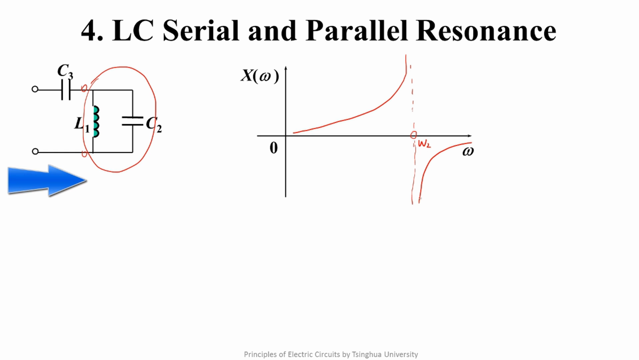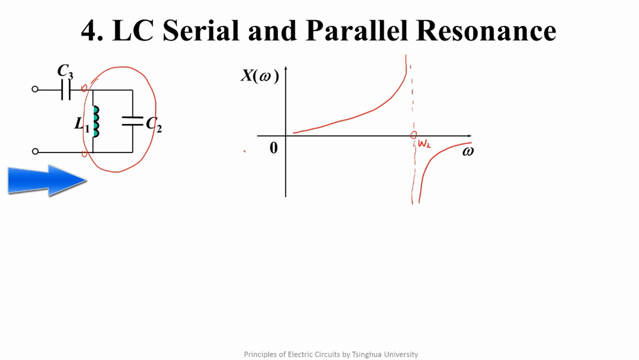You can find when omega is larger than omega 2, the circuit represents the characteristic of a capacitor seen from the port to the right. This capacitor connects to this capacitor in series, so the whole circuit represents the characteristic of a capacitor.